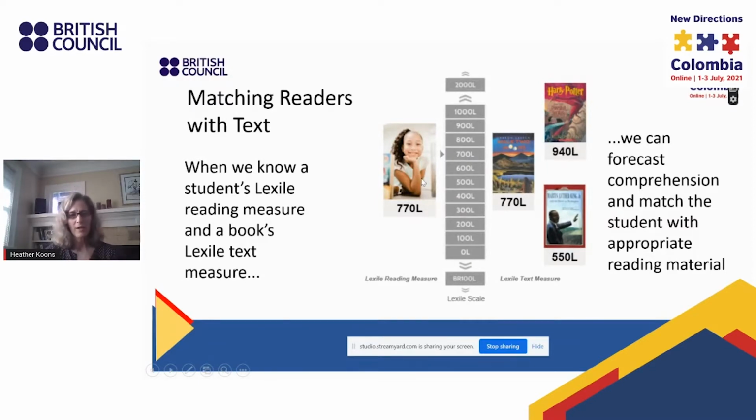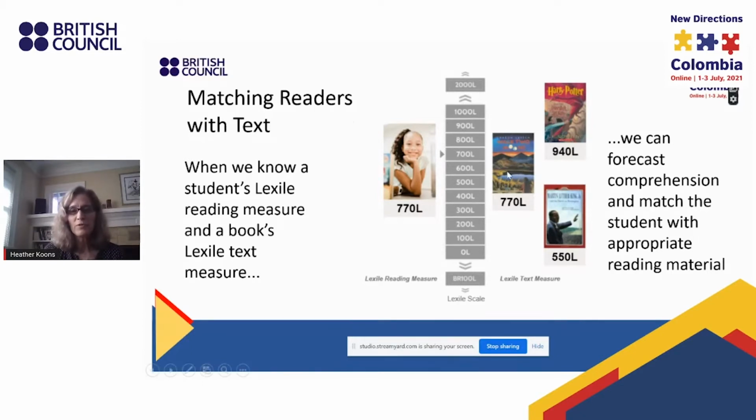So when we know a student's Lexile reading measure and the text measure, we can forecast comprehension. So when we have a student and text match, we can expect that that student's going to be able to access that book. It's going to be challenging. So we have this match level set at a pretty challenging level. There'll be new sentence structures, probably some challenging vocabulary, but it would be a good opportunity for growth.